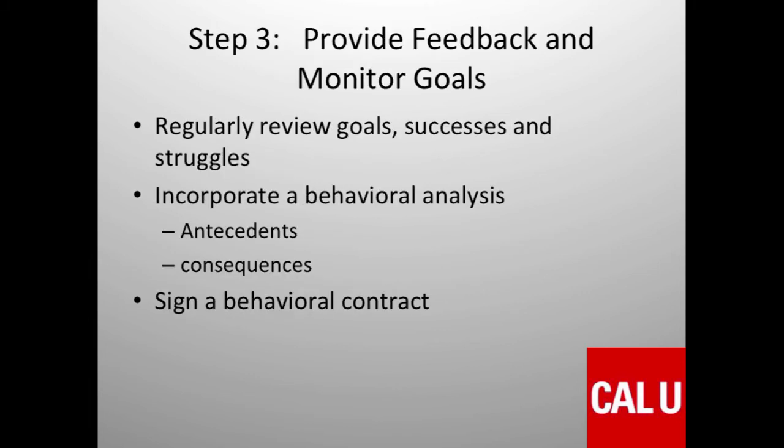Step 3 is we want to provide feedback and monitor the goals. So we want to regularly review the goals, both successes and struggles. We want to incorporate a behavioral analysis. So this includes antecedents and consequences. So these are things that you're praising them for, but also things that they're suffering or getting consequences for. We want to try to get the client to sign a behavioral contract that, yes, they're going to do this so often, and they've agreed to do this, and if they don't, we're going to have consequences.